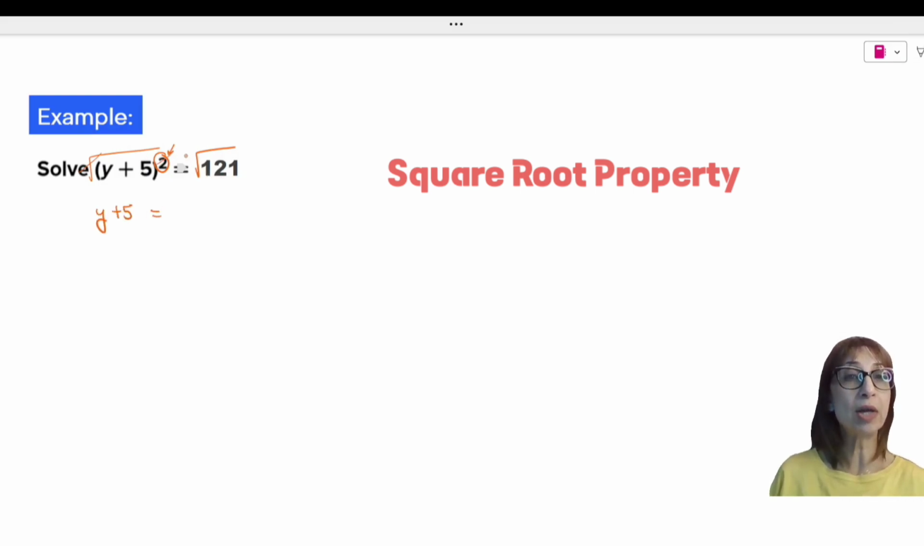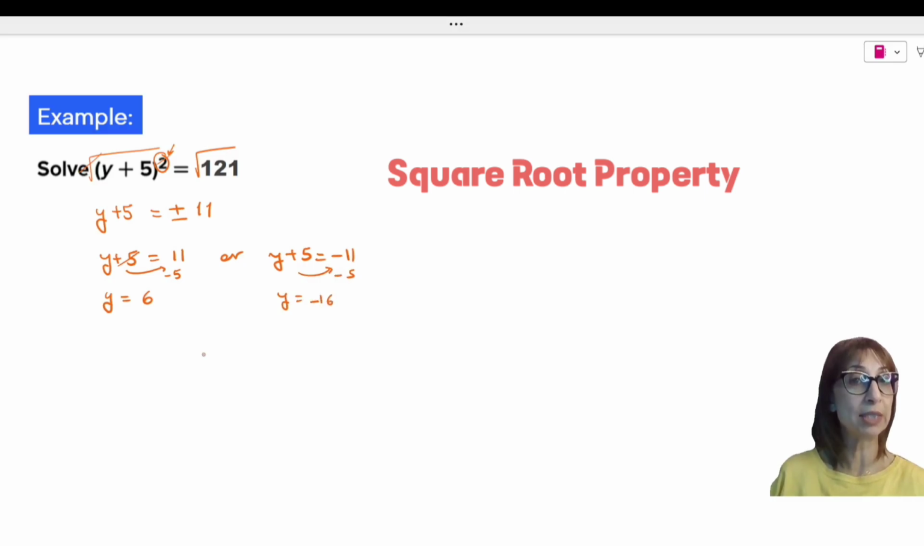On the right-hand side, we take the square root, positive or negative, and the square root of 121 is 11. So I now have y + 5 = positive 11 or y + 5 = negative 11. Now I'm going to solve this equation and this equation. For y, I will subtract 5 on the other side, so this would be 6, and I will subtract 5 here also on the other side, to be negative 16. Now I have two solutions for this equation.